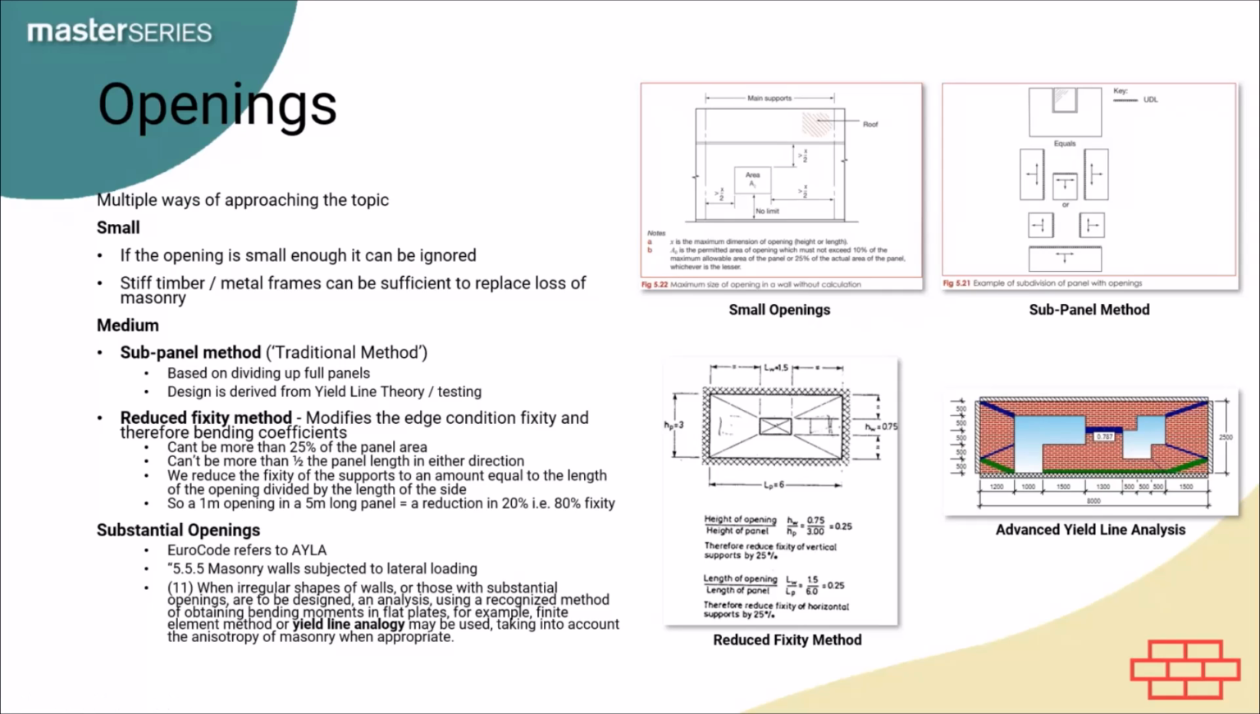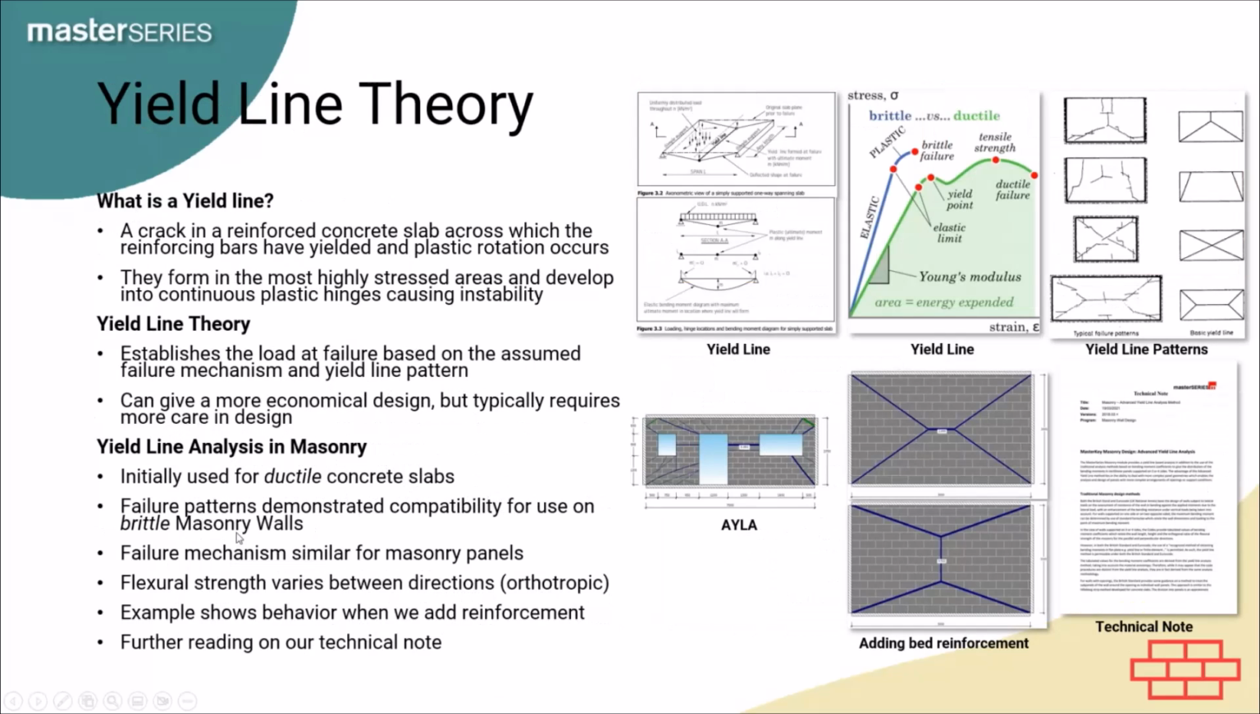Finally, we've got substantial openings. And the quote from the Eurocode: when irregular shapes of walls or those with substantial openings are to be designed, an analysis using a recognized method of obtaining bending moments in flat plates, for example finite element method or yield line analogy, may be used, taking into account the anisotropy of masonry where appropriate. Which will nicely bring us on to our next slide, which is yield line theory.